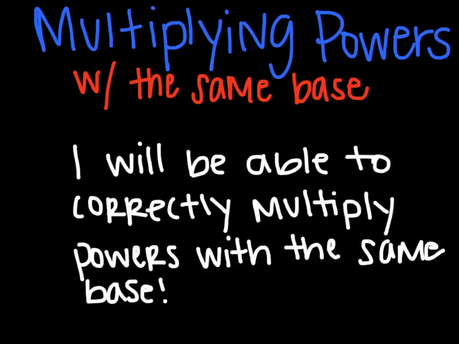It is important to note that we are dealing with numbers that do have the same base because the rules that apply are different if they don't have the same base. So please just make that distinction. They have to have the same base, and you will be able to correctly multiply those powers. So let's get started.